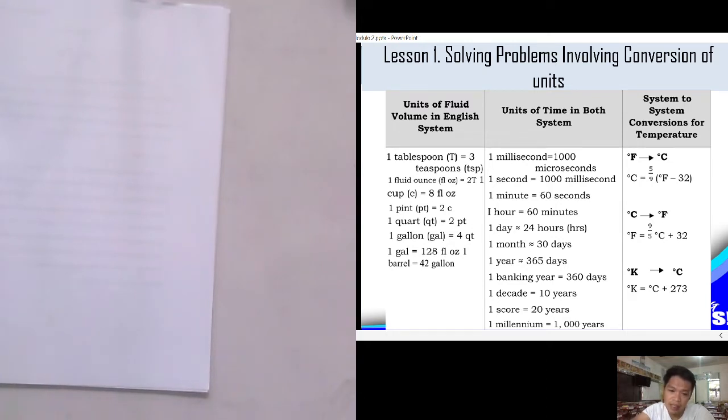Now, I have a note for this. 1 year is 365 days, right? But for the leap year, it changes. But for the common understanding of everyone, we will be using the normal year, which is 365. And for the banking year, that is 360. For the temperature, degrees Fahrenheit to degrees Celsius are as follows with the formula. And also Kelvin, and degrees Celsius to degrees Fahrenheit.